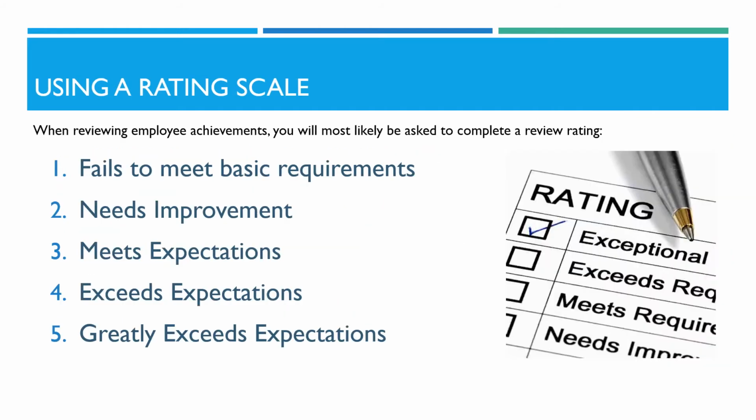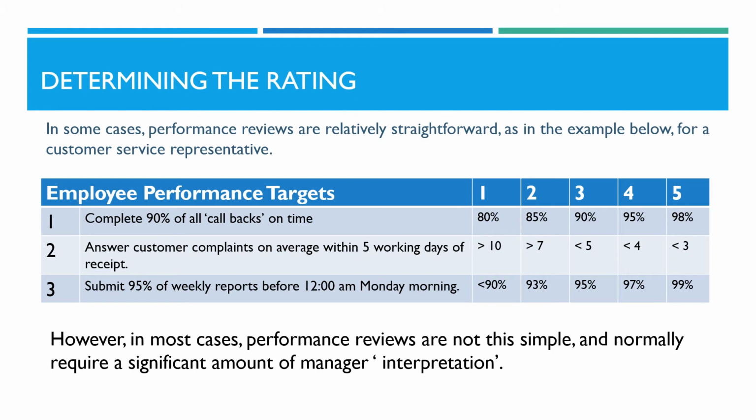When reviewing employee achievements, you will most likely be asked to complete a review rating. Here is a typical 5-point rating scale, in which the manager, and ideally, the employee are both asked to rate the employee performance. In some cases, performance reviews are relatively straightforward, as in the example below, for a customer service representative. This type of rating scale requires data captured from a CRM system, and the manager simply needs to compile the data, and then discuss the results with the employee. However, in most cases, performance reviews are not this simple, and normally require a significant amount of manager interpretation.